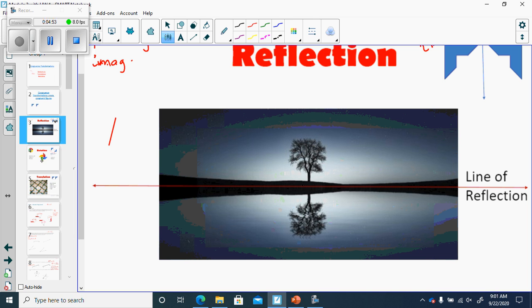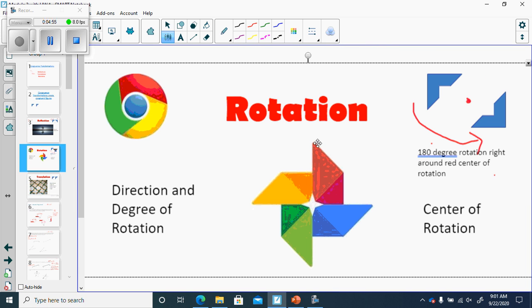Let's talk about another congruence transformation, a rotation. And guys, these things are oftentimes used in creating logos. You're going to recognize some of the Google stuff here. They've used basically congruence transformations, in this case a rotation. Think of this. What if I start with this red figure, as in this would be my pre-image. Pre means before.